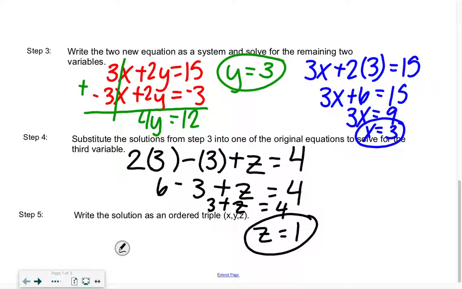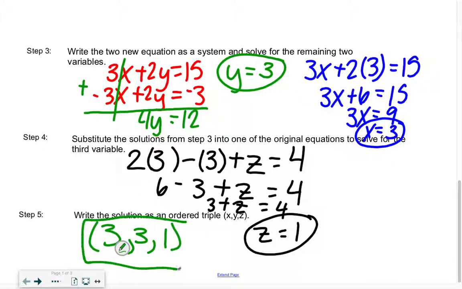Then the very last step, just like before, I need to write them as an ordered triple. So I have parentheses, my x, 3, comma, y, 3, comma, z, 1. And that is my solution.